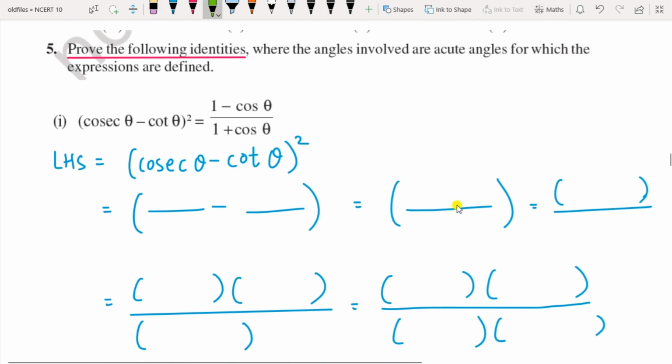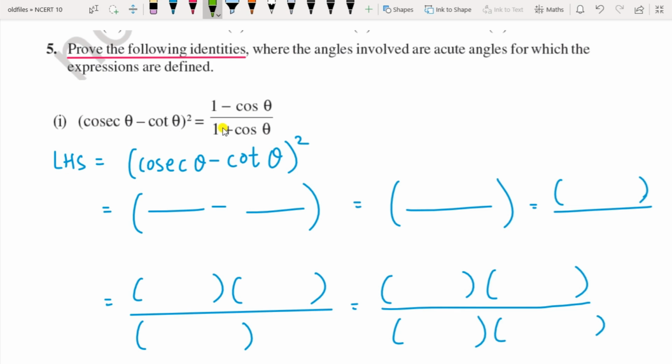Question 5 here is prove the following identities. So this is (cosec theta minus cot theta) the whole square should be equal to (1 minus cos theta) upon (1 plus cos theta). Now prove the following means you have to either prove the LHS or the RHS, which should be equal to the other one. So if you prove the LHS, its answer should be equal to the RHS. Or sometimes you have to prove both and get one of the answer.